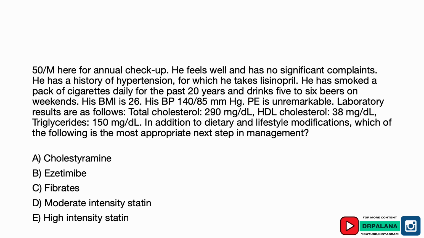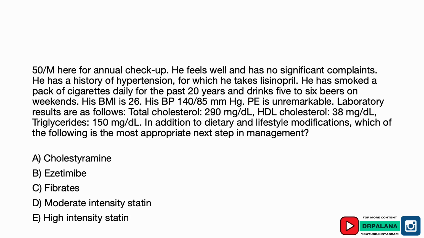Here's a case of a 50-year-old man for an annual checkup. He feels well and has no significant complaints. He has a history of hypertension for which he takes lisinopril. He has smoked a pack of cigarettes daily for the past 20 years and drinks 5 to 6 beers on weekends. His BMI is 26. His blood pressure is 140/85.